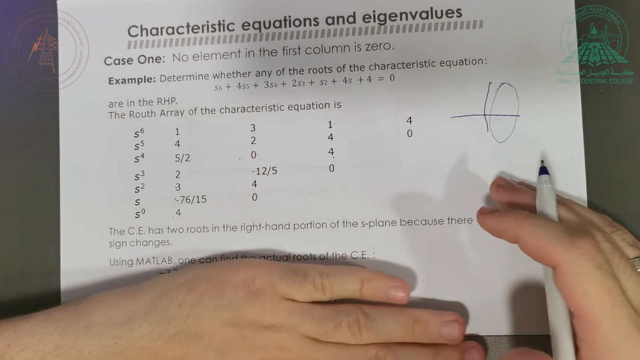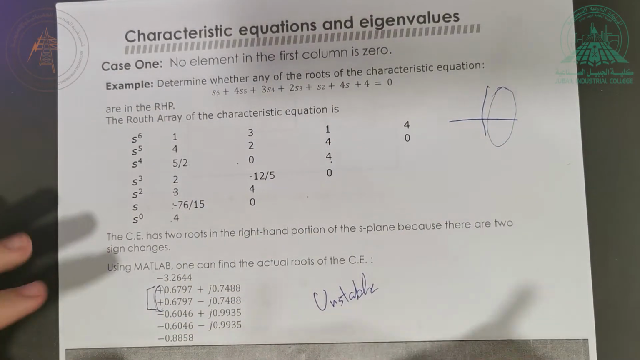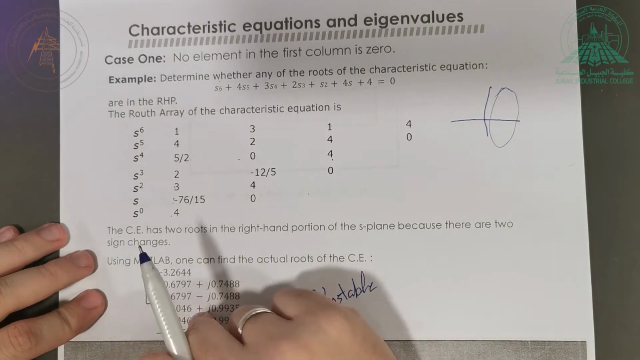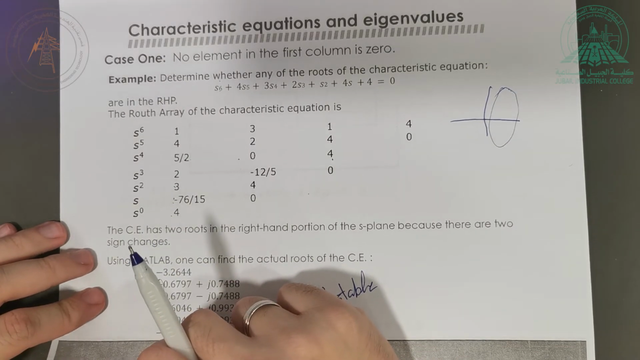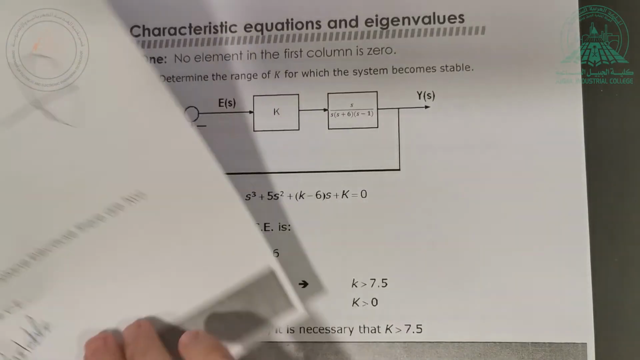Of course the technique does not tell you this. The technique only tells you that you have two. This is in order to verify. Indeed MATLAB tells us I have two poles on the right hand plane, and indeed the system is going to be unstable. Okay, let's do another example.